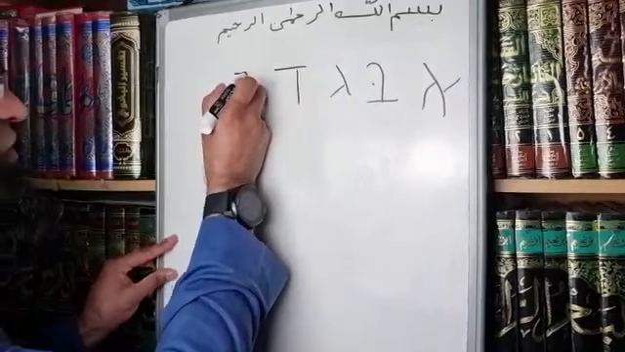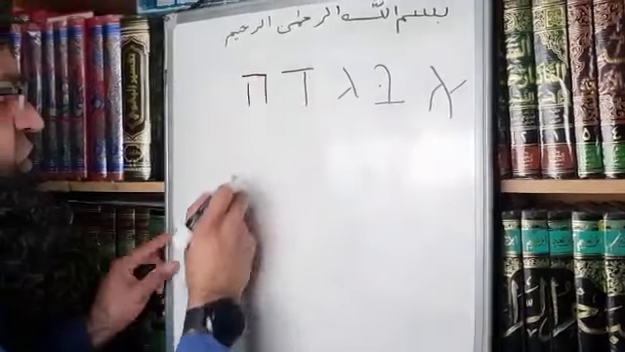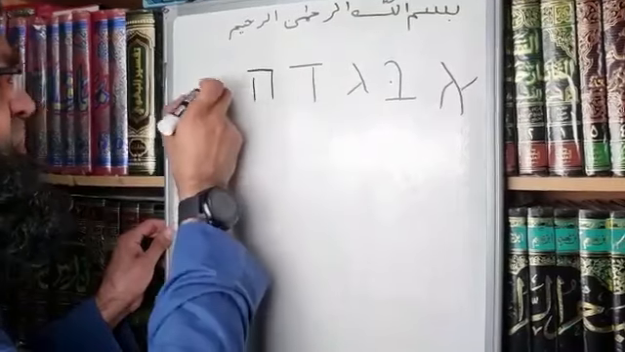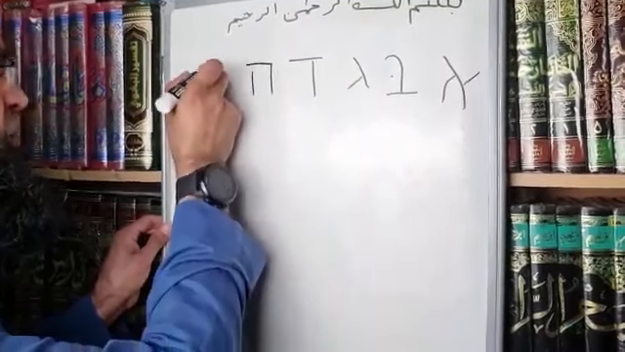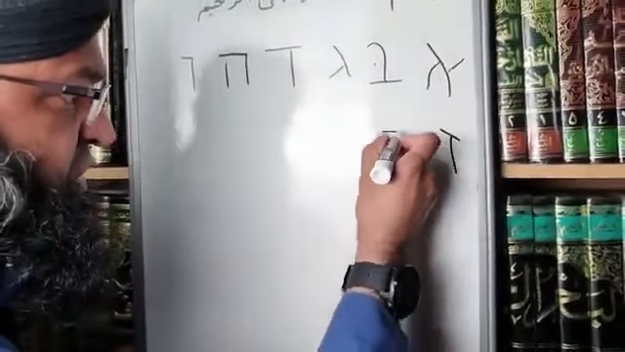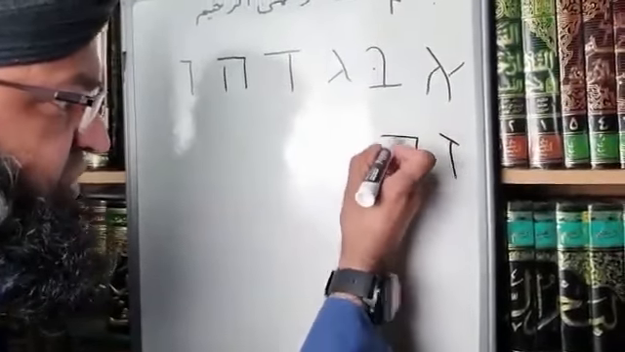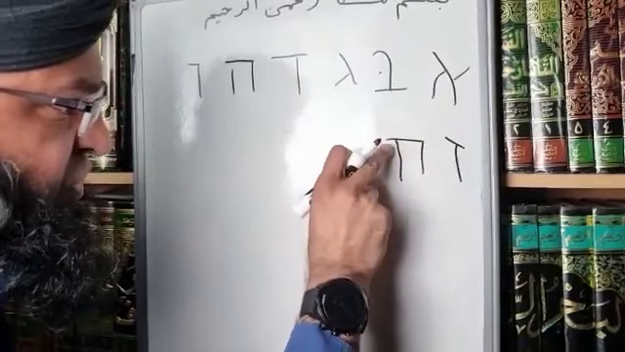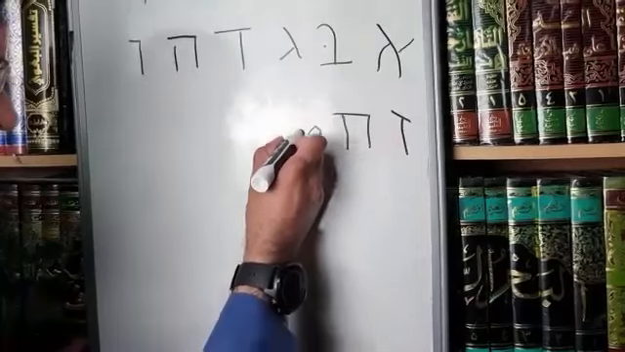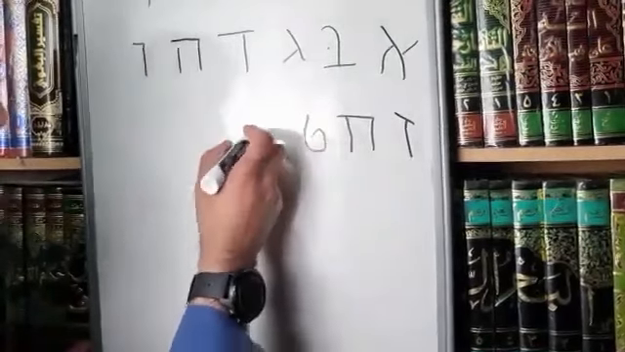The letter Ha, or He, as it's pronounced. Alif, Bet, Gimel, Dalet, He. Then it's the letter Waw. Waw, Zayin, Chet. Now the letter Chet, you can see, it joins to the line, whereas the letter He is separated. Tet, Chet, Tet, then Yud.